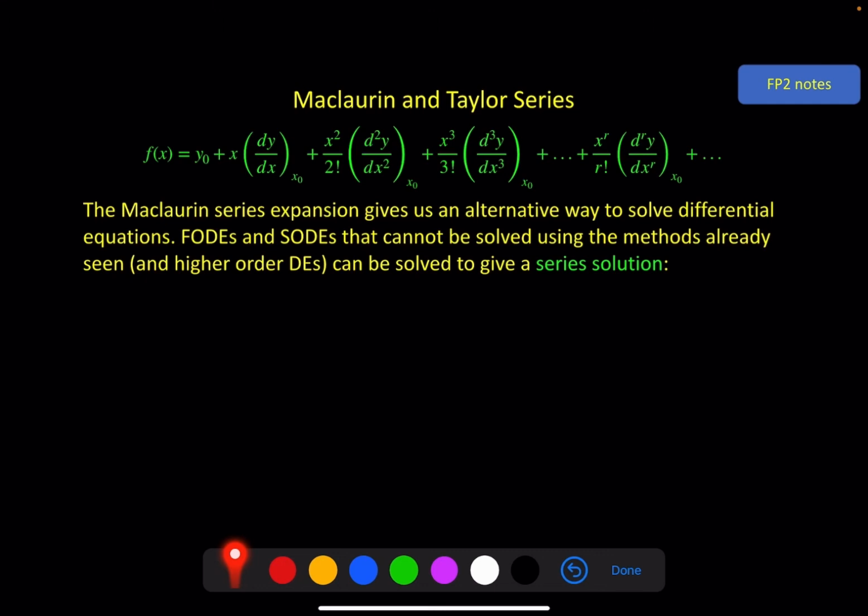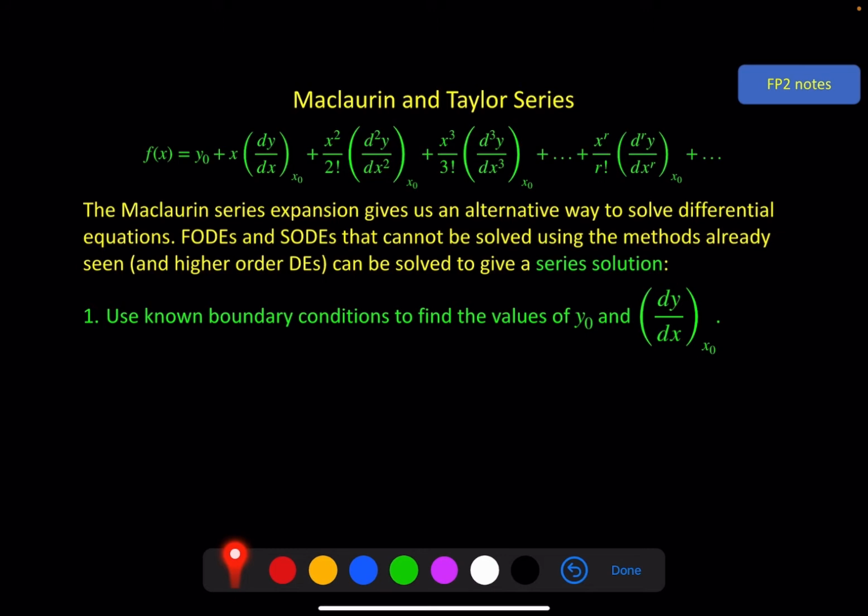So the notes, here we go. The Maclaurin series expansion gives us an alternative way to solve differential equations. First order and second order differential equations that cannot be solved using the methods already seen, because there are some that can't be solved doing what we've done so far. And also higher order differential equations, which we haven't even talked about and don't need to talk about, can be solved to give a series solution. And we use this method.